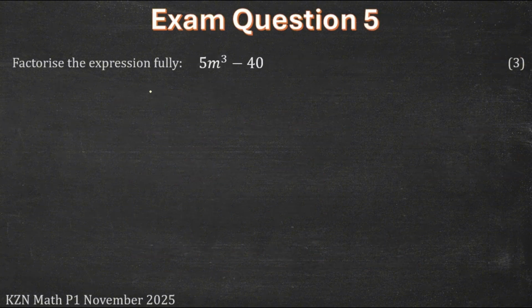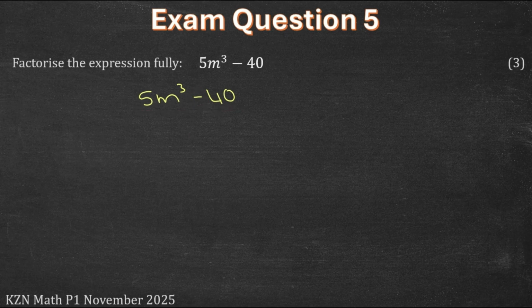Exam question 5 is the last question for this video. So again, I encourage you to pause the video, try it yourself before we do this together. Okay, so the first thing we need to do is to recognize which factorizing method to use. Now this expression has 2 terms and they are separated by a minus sign. So we might think about a difference of 2 squares or a difference of 2 cubes.